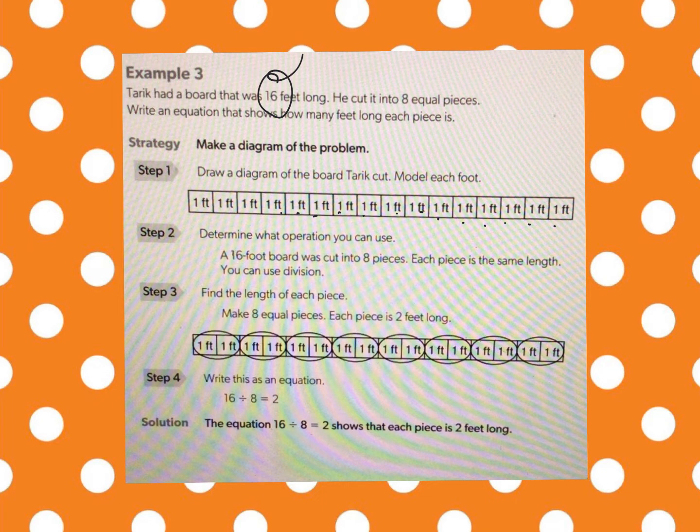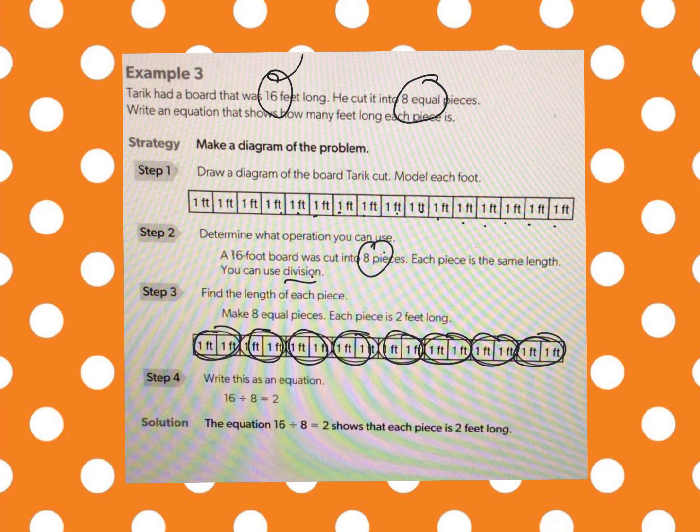Step 2, we're going to determine what operation you can use. A 16-foot board was cut into 8 pieces. Each piece is the same length. You can use division, okay? It helps us to know that whenever it says not just 8, but 8 equal pieces. So make 8 equal pieces. Each piece is 2 feet long. So here's 1, 2, 3, 4, 5, 6, 7, 8.